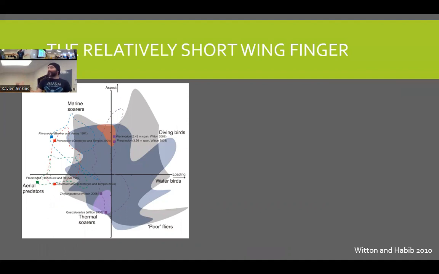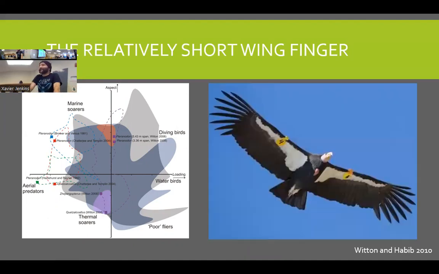Azhdarchoids have relatively short wing fingers, which leads to a low aspect ratio. You know, the wings are shorter and broader relative to the body. And if you compare the aspect ratio of Azhdarchoid wings to modern birds, they tend to plot around here, close to thermal soarers. A good example of this among modern birds would be condors. Condors are basically adapted to glide for long distances, spending very little energy to travel far, which is useful for a scavenging animal.